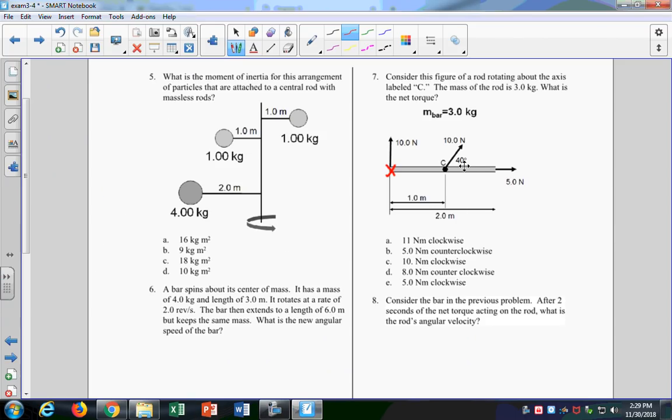But on this one, no torque, no torque. So it's only the 10 Newton force that provides a torque. So the torque is 10 Newton meters clockwise. Y'all follow that? You see that?